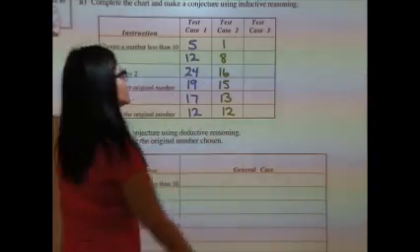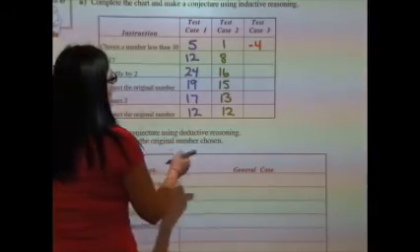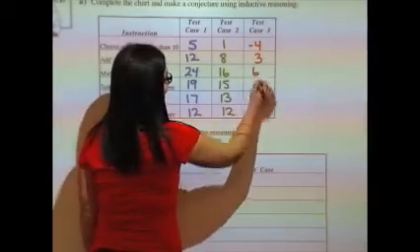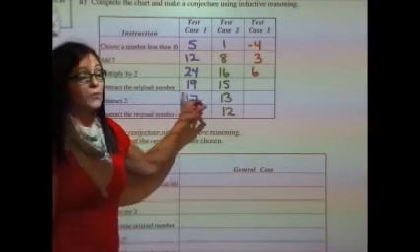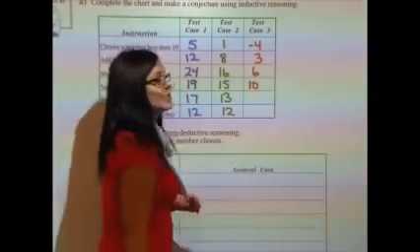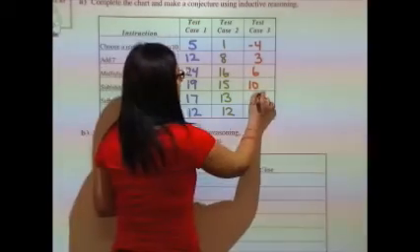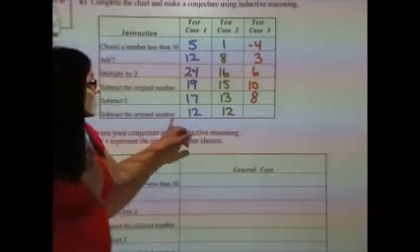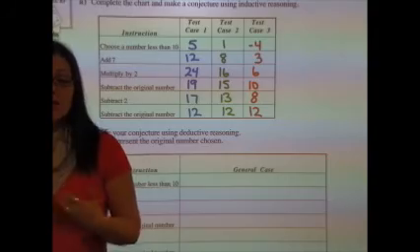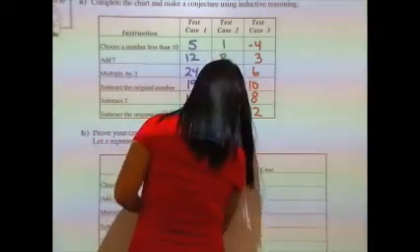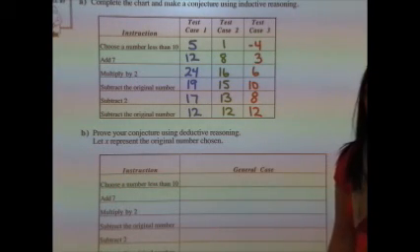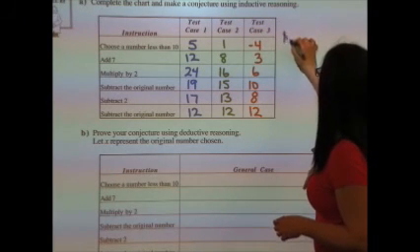And I could even go into the negatives. If I took negative 4, add 7, and I get 3, multiplied by 2, and I get 6. This is the tricky one. Subtract the original number: 6 minus negative 4 gives me 10. Subtract 2 gives me 8. Subtract the original number: 8 minus negative 4, I get 12. So what is my conjecture? My conjecture would be that no matter what number is chosen, the final answer is 12.